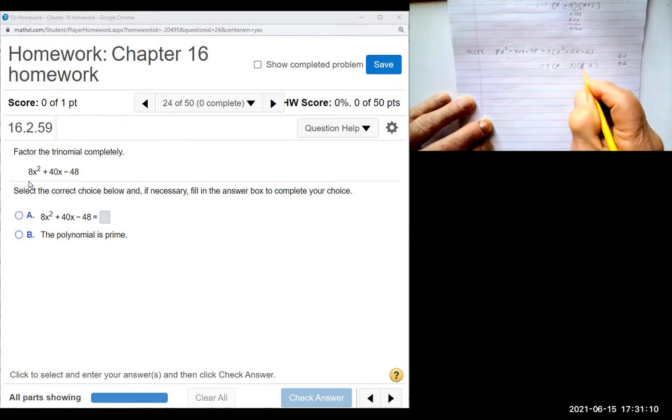Inside product is 3x. Outside product is 2x. Make them both positive to get 5x. But unfortunately, the product of the last terms is plus 6, and we want -6. So that was a bad choice. Let's try it again. But instead of using 3 and 2, let's use 6 and 1.